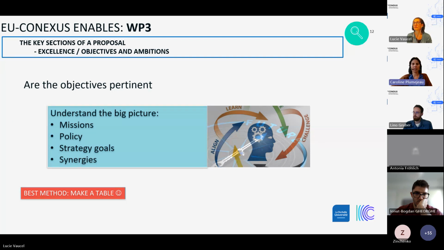Also, you must understand the big picture of the project context. Of course, what are the policy, the strategy goals, the synergy? Making a table will help you to do that. You are required to clearly explain the innovative potential of your project in terms of breakthroughs, new products, services, business, organizational models, and so on. So be sure to explain how your novel project provides solutions to the needs.